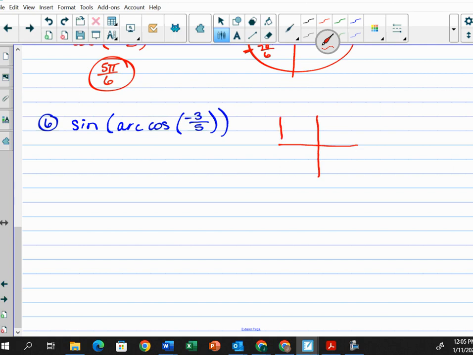All right, which side is the -3? 5 is the hypotenuse. What's the other side of my triangle? 4. Okay. Remember, the whole purpose of arc cosine is to get an angle as an answer so that you can then take sine of that angle. The angle is just the theta in your triangle. So I'm now asking you, what is sine of theta?